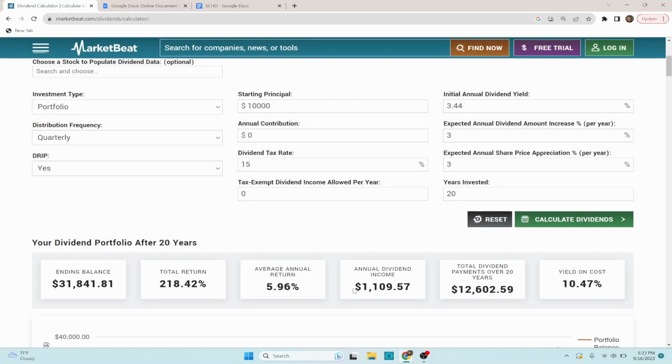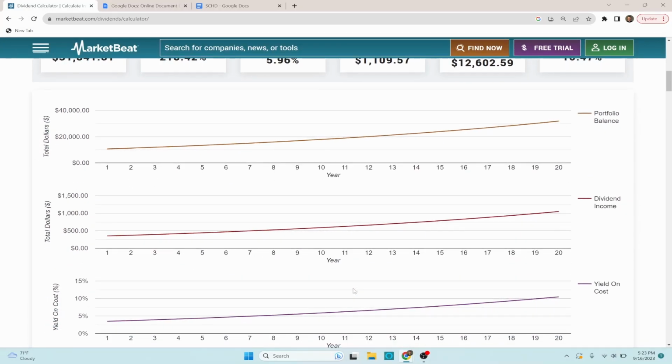And then if we scroll down even more, we can get a couple graphs that'll show you the portfolio balance going up over time, being at that 31,000, and then how the dividend income increases year over year, all the way up to $1,000. And the longer that you keep your money in SCHD, the more exponentially the dividend income will go up. And I can actually show you that if we put in more years.